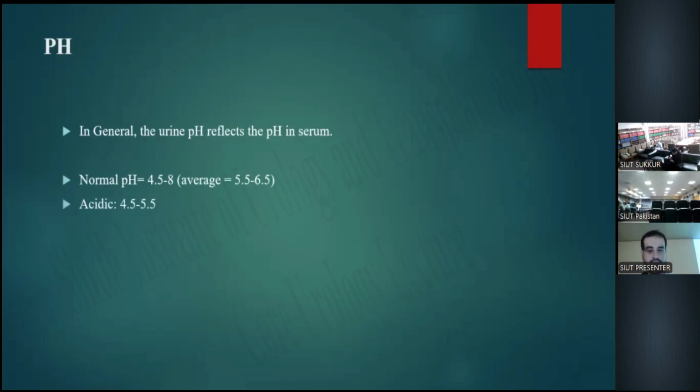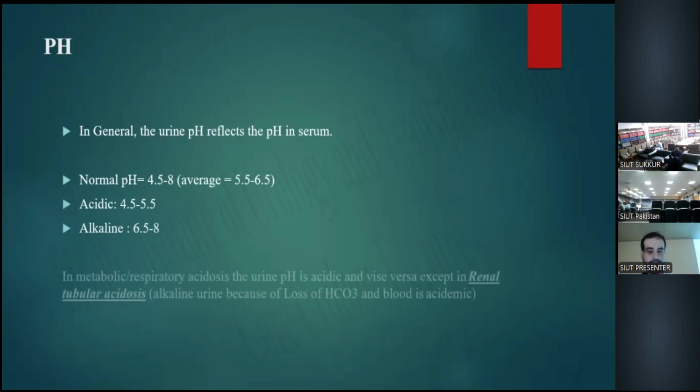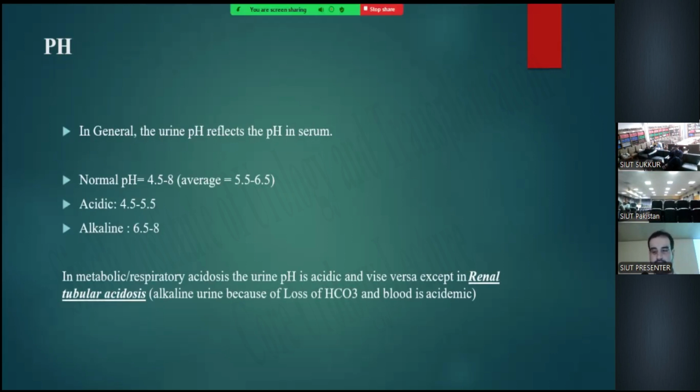So we can say the urine is acidic if it's 4.5 to 5.5, or alkaline 6.5 to 8. In metabolic or respiratory acidosis, the urine pH is acidic, and vice versa for the alkaline. There is an exception in renal tubular acidosis: alkaline urine because of the loss of HCO3 and the blood is acidic. In this case, the kidney loses its ability to acidify the urine, so alkaline urine will be secreted into the bladder.